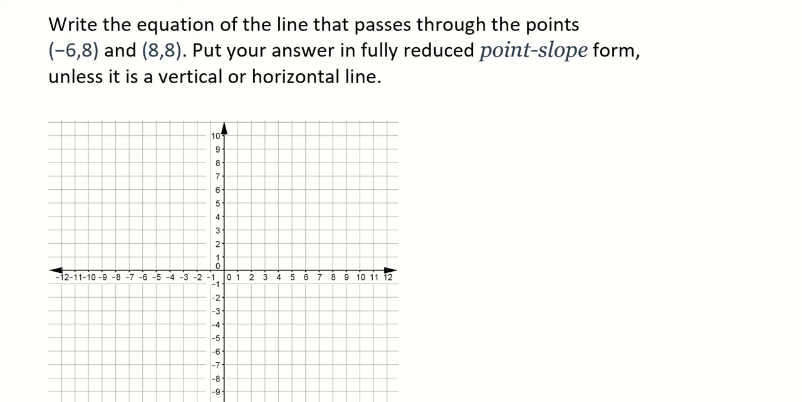Find the equation of a line that passes through the points -6, 8 and 8, 8. Put your line in fully reduced point slope form unless it is a vertical or a horizontal line.